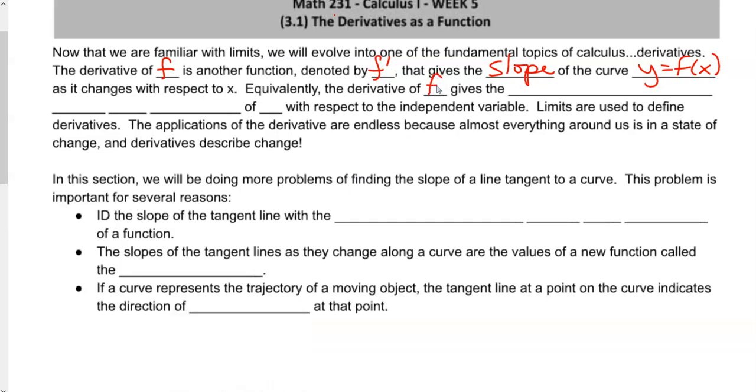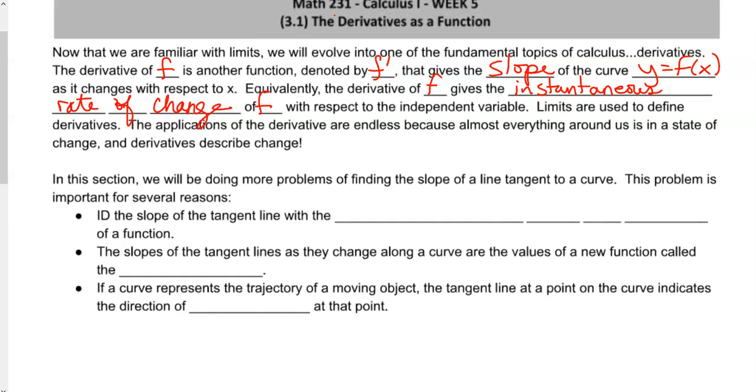Equivalently, the derivative of f also gives the instantaneous rate of change of the function f with respect to the independent variable, which most often when we talk about rate of change is going to be time, because we're looking at positions of things and velocities and such. Limits are used to define derivatives, so we had to know how to do limits first. The applications of derivatives are endless because almost everything around us is in a state of change, and derivatives describe change.